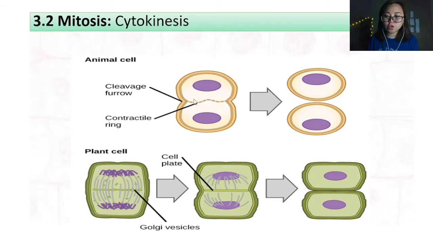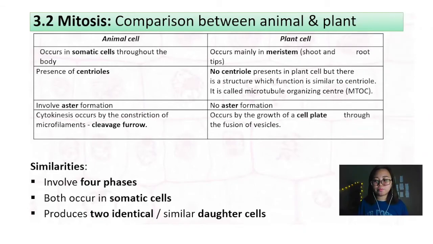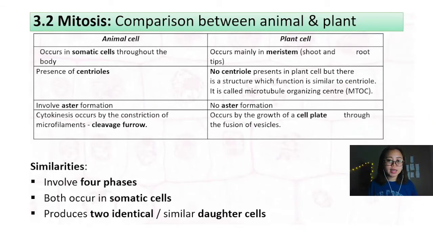Formation of cleavage furrow involve contractile ring. Formation of cell plate. Okay. Kita boleh buat perbandingan antara animal cell dengan plant cell punya mitosis. So you can compare the mitosis. Ini terbentuk di sel apa? Guna centriole kah tidak? Guna aster kah tidak? Guna cleavage furrow? Satu lagi guna cell plate. Similarities, persamaan ini.